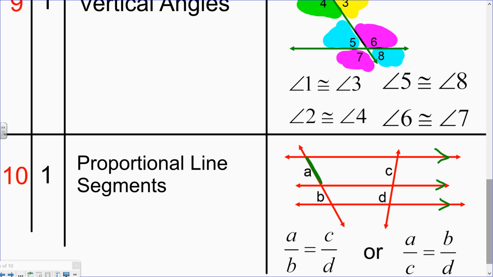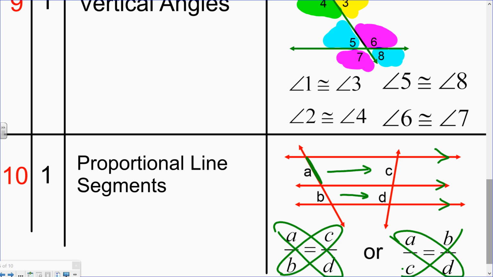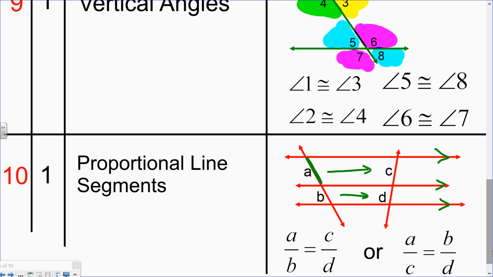Or we can go across. We can take both of the top ones, and so let's do left over right, A over C, and then left over right, B over D. Either way, you get the same cross product, AD equals BC, and that's how you can tell that those are indeed equivalent proportions.